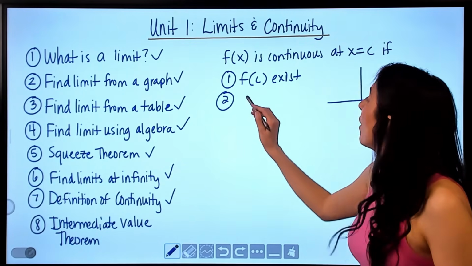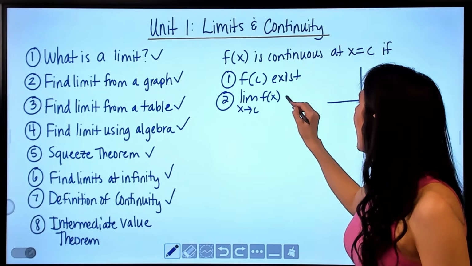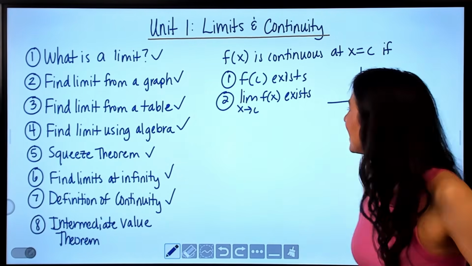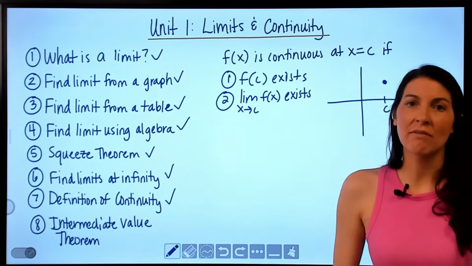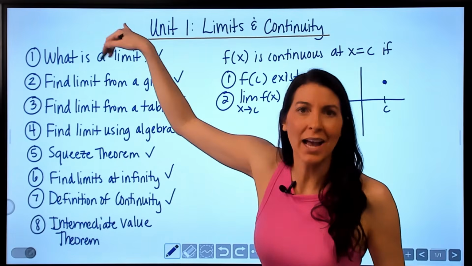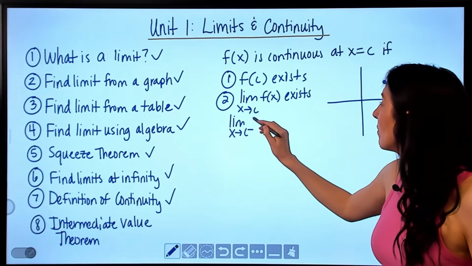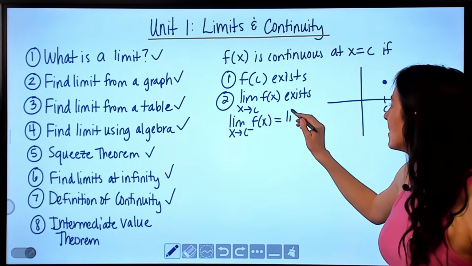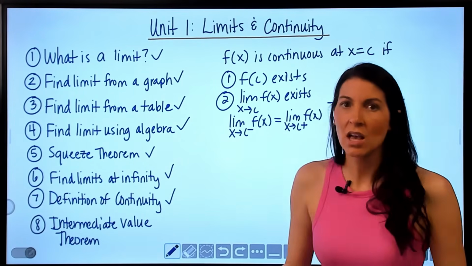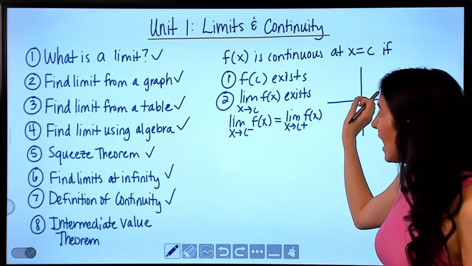Step number 2, the limit as x approaches c of f of x has to exist. Let me put exists. Let me add an s right there. So the limit as x approaches c of f of x exists. Now remember, for a limit to exist, we talked about that up here on some of the top ones. The limit as x approaches c from the left-hand side of f of x has to equal the limit as x approaches c from the right-hand side of f of x. So again, the limit coming from both the left and right-hand sides of c has to be equal.